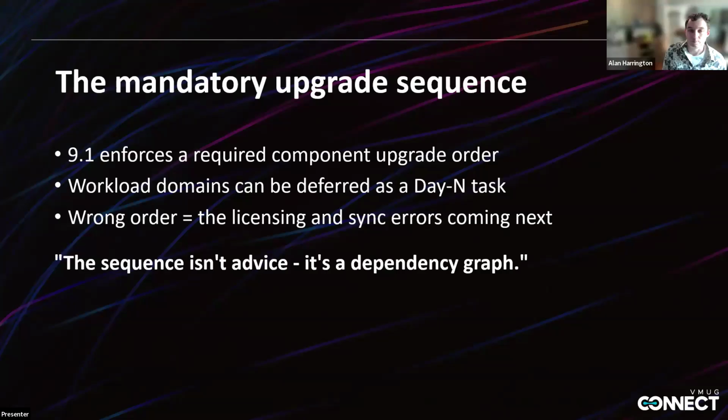9.1 does force a required upgrade order. Workload domains can be deferred to a little bit later on. With the wrong order, you will get licensing and sync errors coming next. And there is a dependency graph and chart that will tell you what to upgrade when. That is within the pages of the documents. Buried in there is its own chapter on upgrades and things of that nature. Definitely check that out and reference it more. And we'll give you some tips and tricks here at the end that really made a big difference for us.